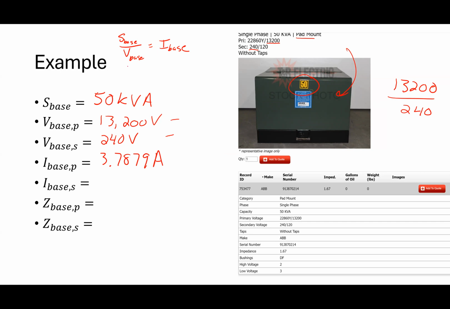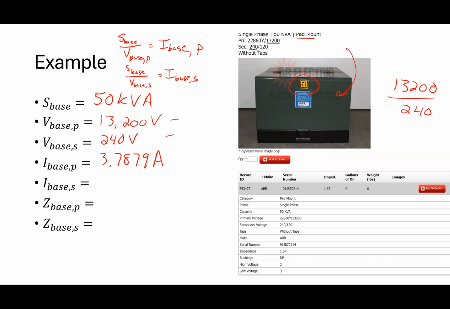I could also basically say S base divided by V base secondary would give me I base secondary. If I went through, they should be related by the turns ratio, right? I could do it either way. So this would be primary, this would be secondary. So if I do that, which one is going to be bigger? Is I base secondary going to be bigger or smaller than the primary?